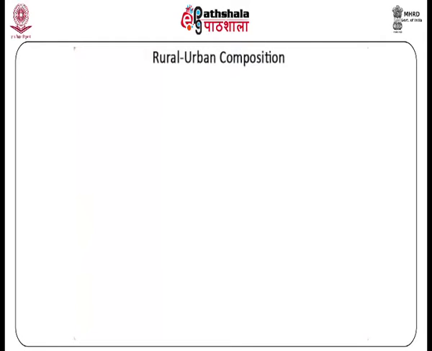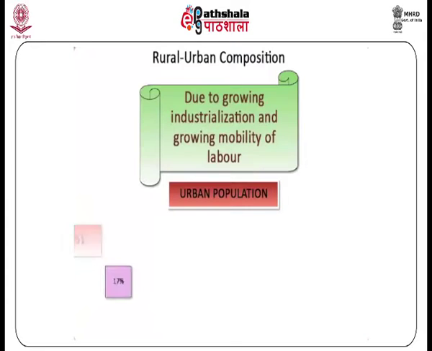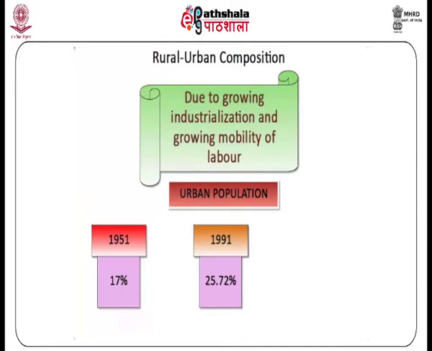Rural-urban composition. Due to growing industrialization and growing mobility of labor, urban population has gone up from 17% of the total population in 1951 to 25.72% in 1991 and 27.8% in 2011. Rural health indicators are clearly poorer than urban health indicators.